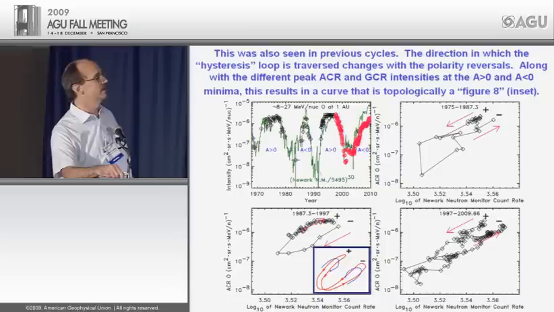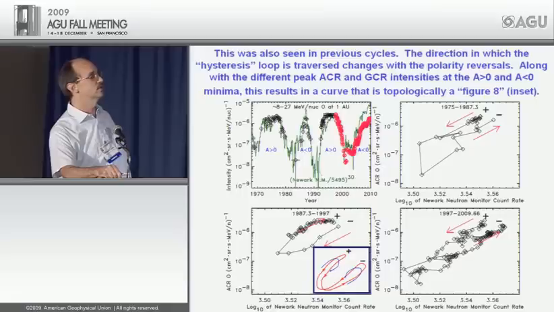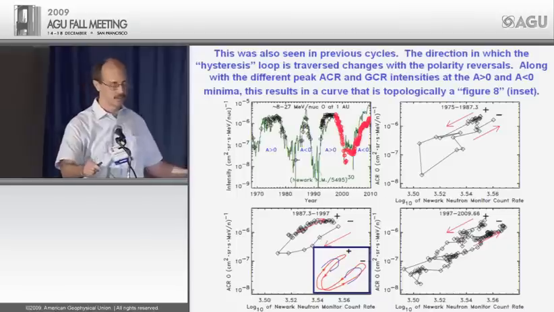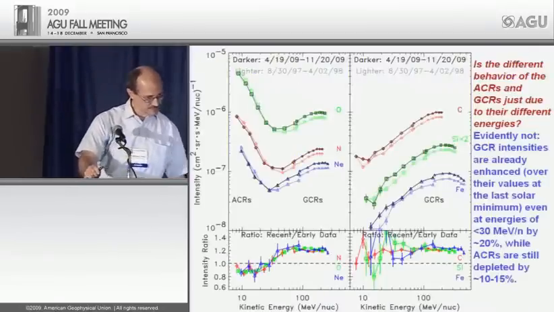And if you put all this together, changing the directions with the different polarities and taking into account the fact that you peak at different values, with the ACRs peaking at positive rather than negative and the GCRs going the other way, you basically get, at least in a cartoon fashion, what looks topologically like a figure eight. You go around the loop at the positive cycle in one direction, negative in the other, and you connect together like that. So if I were to predict what's going to happen when this starts coming down, it's not going to close the loop. It's not going to retrace its steps. It's going to kind of split the difference between the two and come down like that. Am I right? Check back in a couple of years.